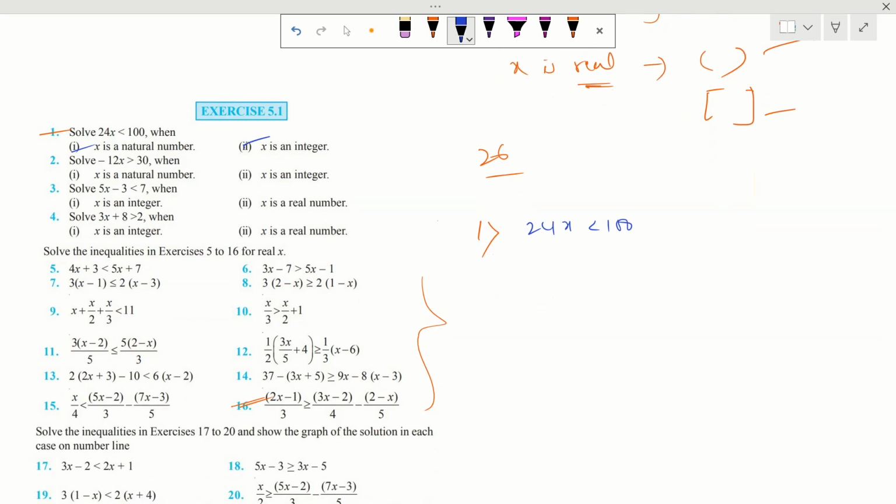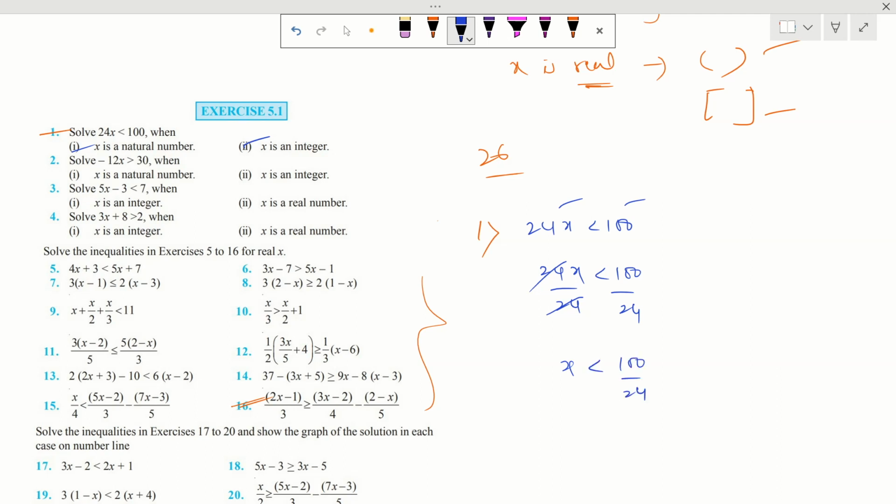So here, this one we can solve in the two cases. 24 to make cancel of 24. So both terms will be divided by 24. 24x divided by 24 is less than 100 divided by 24. Both sides I am dividing by 24, and here I am cancelling the terms 24 and 24. We are having only x. Okay, x is less than 100 divided by 24.